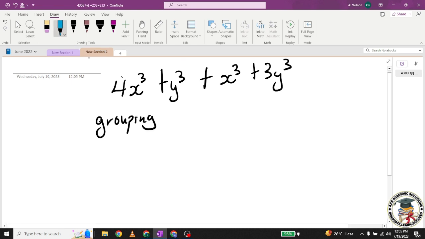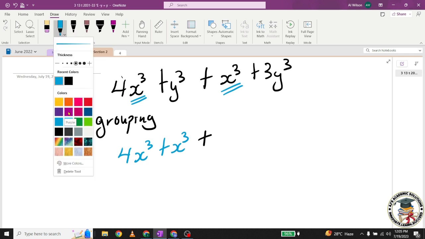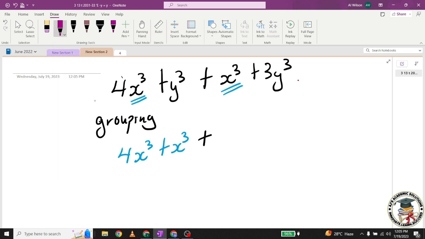I'm going to use a different color for this. We have two x cubes here, so those two will agree with one another to complete an operation. So here I'm going to have 4x cubed plus x cubed. Then we put back our addition sign. Moving on, we can see here is y cubed, and here also has a y cubed. So let's write that now. We have y cubed plus 3y cubed.